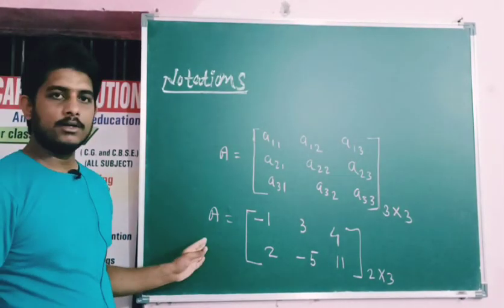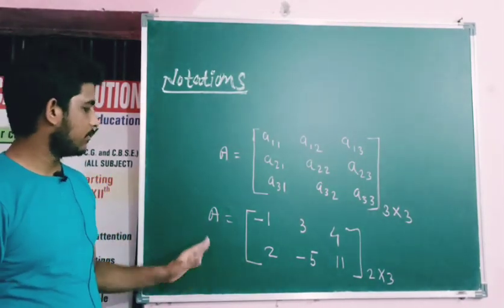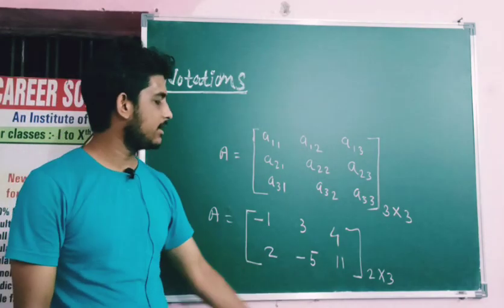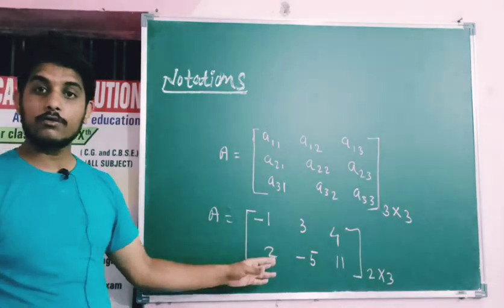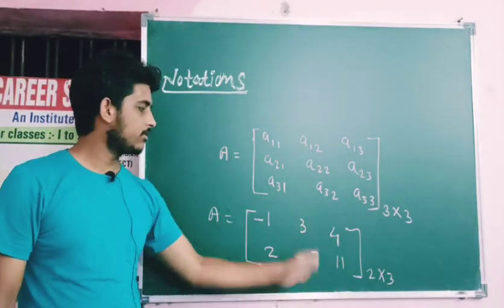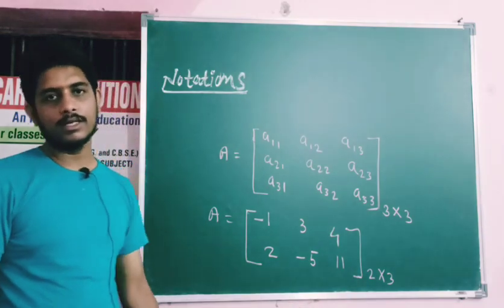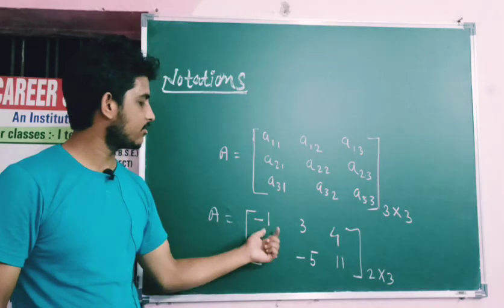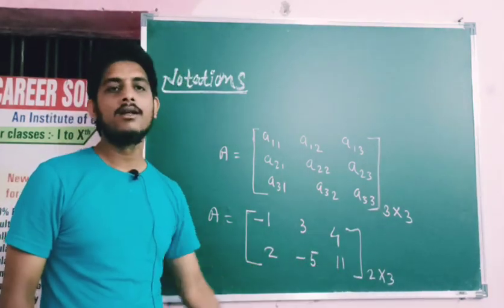Here you can see one example. Matrix A is equal to -1, 3, 4, 2, -5 and 11. What is the order of this matrix? There are 2 rows, first row and second row, and 3 columns. So the order of the matrix is 2 cross 3. How many elements does it have? There are 6 elements in this matrix: 1, 2, 3, 4, 5 and 6.